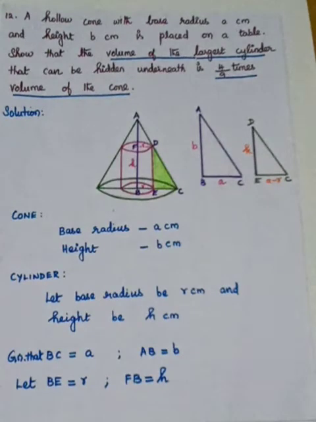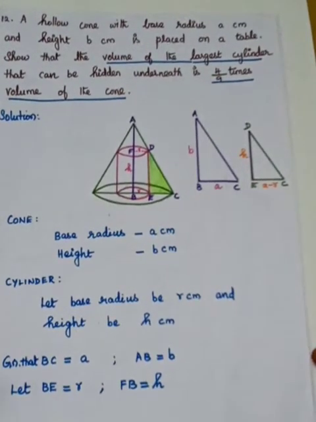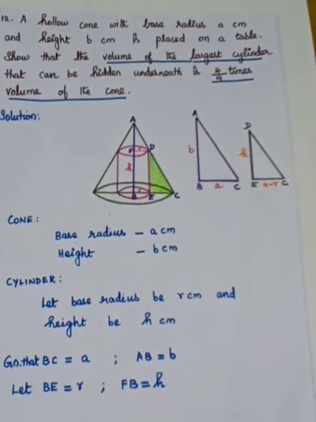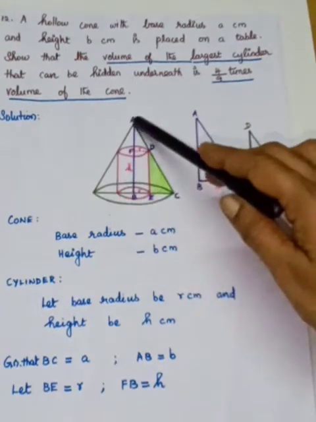Okay, come to the problem number, what is it? 12. A hollow cone with base radius a centimeter and height b centimeter is placed on a table. Show that the volume of the largest cylinder that can be hidden underneath is 4 by 9 times the volume of the cone. Okay, you see that here the cone is drawn.